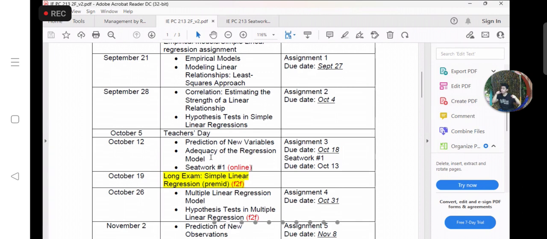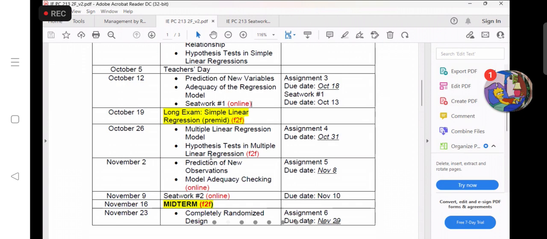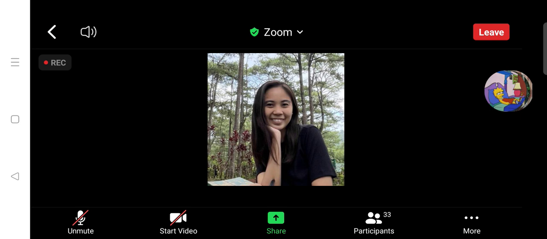Any questions? So again, seat work deadline tomorrow, assignment deadline October 18. On October 19, we will just have an exam. Any questions? If none, I'll give you the rest of the time to work on your seat work. If you don't have any question, I will dismiss you.